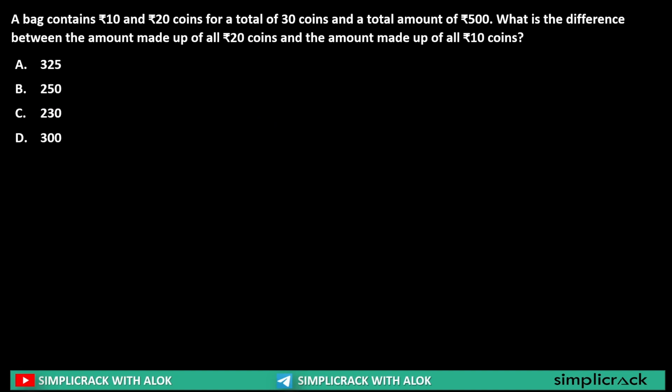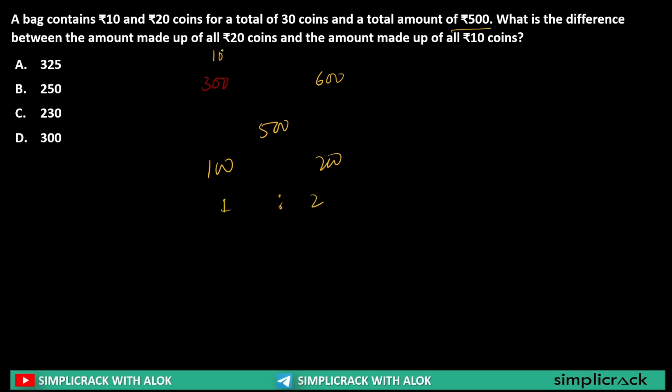Okay. Now, a bag contains 10 rupees coin and 20 rupees coin for a total of 30 coins and a total amount of 500. See, for this type of question, I have already told you how to solve this. So if 30 coins are there and all coins are of 10 rupees, the total price will be 300. If all 30 coins are 20 rupees, the total price will be 600, but the total amount is 500, so the mean amount is 500. So this is 100 by 200, so this is 1:2.